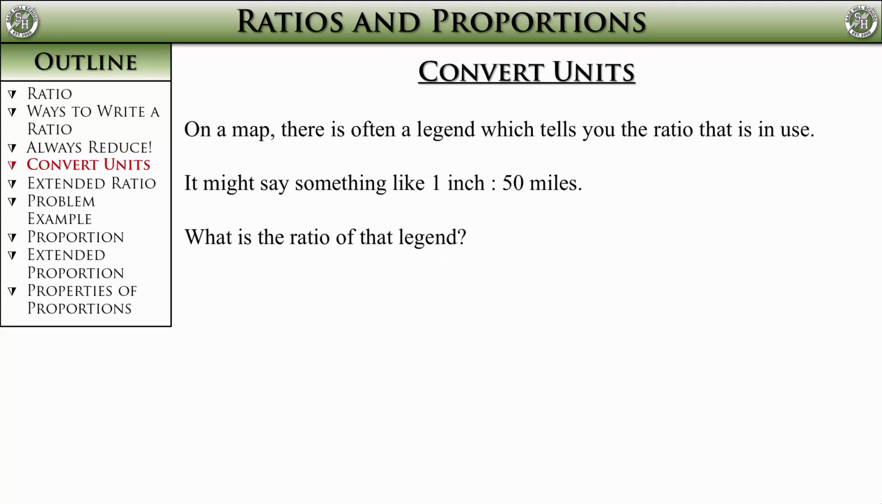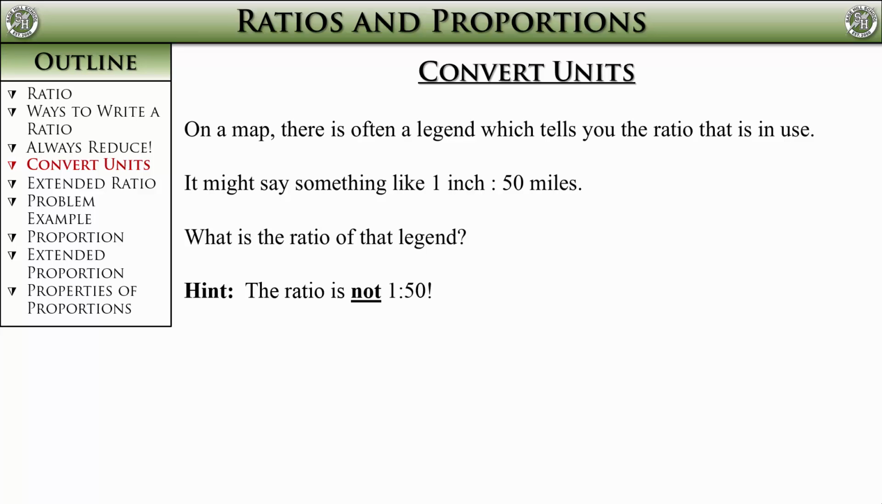On a map, there is often a legend which tells you the ratio that is in use. It might say something like 1 inch to 50 miles. So on this map, 1 inch represents 50 miles in the real world. What is the ratio of that legend? And the ratio is definitely not 1 to 50. This is a typical math problem in this section, and it is one of the most commonly missed questions, so you have to be careful. You have to convert the units first before you can come up with your answer. It can be easily missed, especially when students are rushing and not reading carefully.